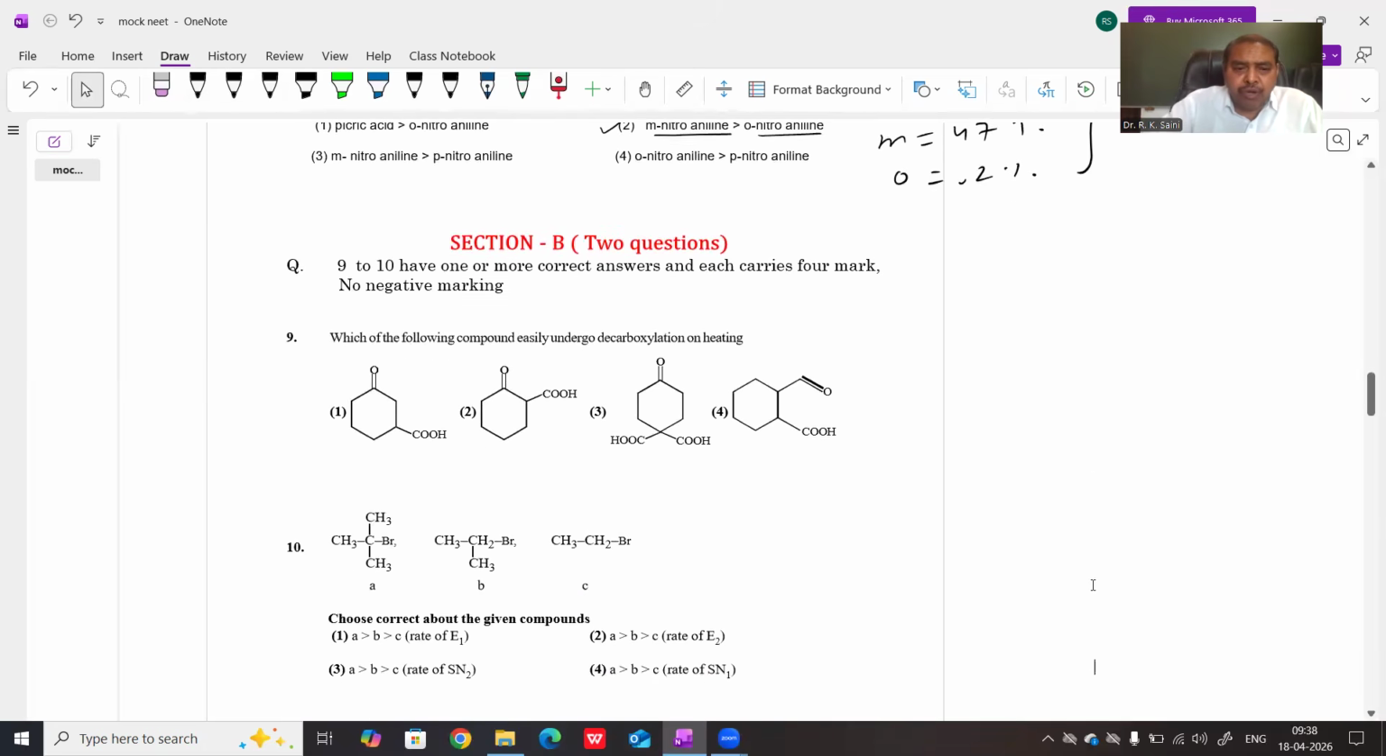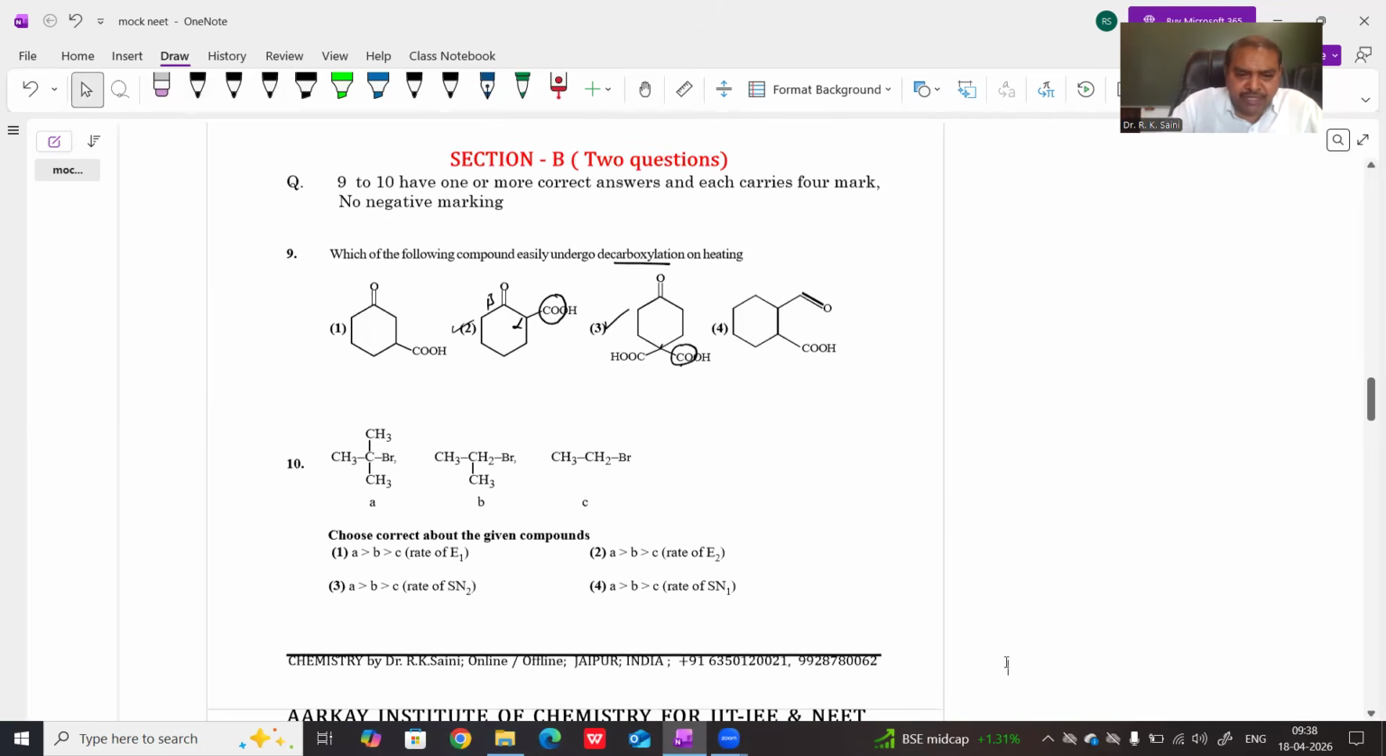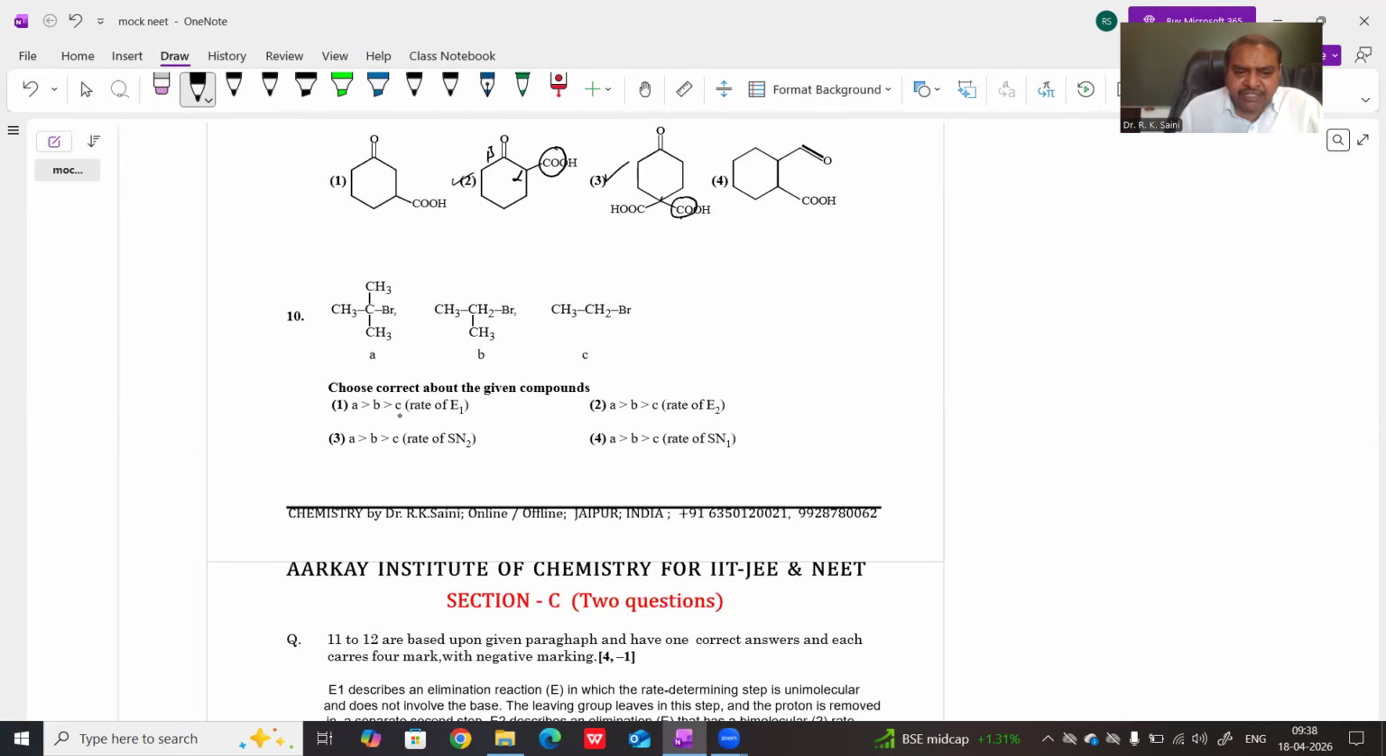Which of the following compounds easily undergo decarboxylation? Means easily remove CO2. We know that beta keto acids are easily decomposed on heating and they evolve CO2. And similarly, 1,3-dicarboxylic acids are easily decomposed on heating and they change into monocarboxylic acid. Therefore, compounds B and C are easily decomposed on heating and they evolve CO2. Question number 10. In question 10, some compounds are there and we select the correct statements A, B, C.